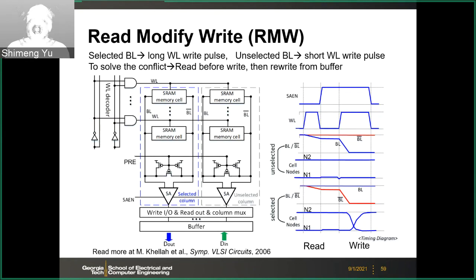But since the selected column and unselected column share the same word line, the word line pulse width has a conflict. For the selected column, you want the word line to be long enough to ensure the write is successful. For the unselected column, the word line pulse is like a read condition. Then you don't want the word line pulse to be too long, otherwise you may flip the data for the unselected column. So this read modify write is a scheme to resolve this conflict. I will leave this as your homework.